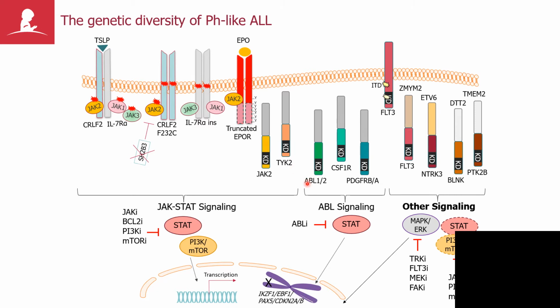The second class of pH-like leukemia are those with ABL class alterations, that is conventional chimeric rearrangements involving ABL1, ABL2, CSF1 receptor, or PDGF receptor alpha or beta. And then there are a number of less common but very important alterations that target genes, some of which are very well established in leukemia, such as FLT3. We see both conventional ITD mutations, kinase domain mutations, as well as chimeric rearrangements of FLT3 we're now seeing for the first time. ETV6 and TRAC3, which is a rearrangement seen in many tumours and other childhood tumours as well.